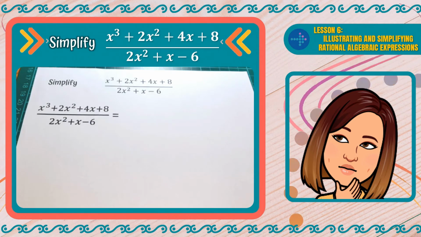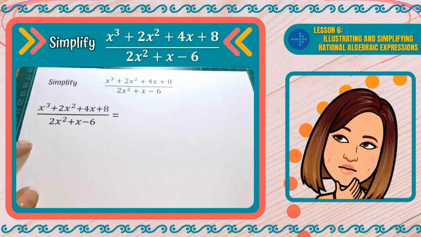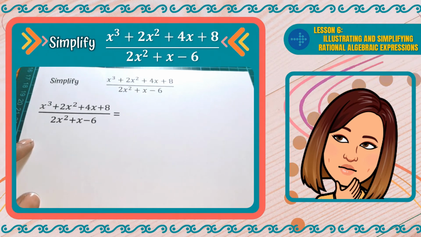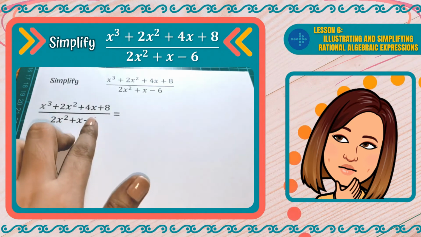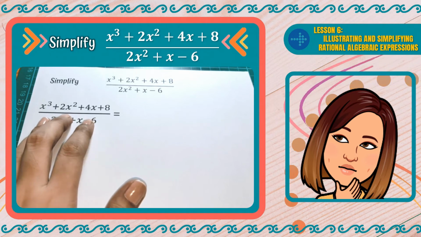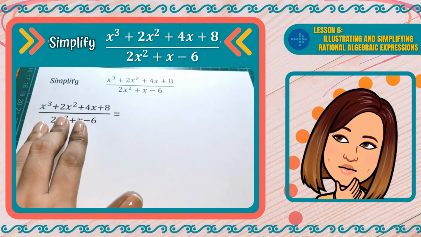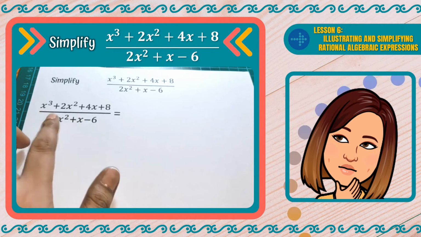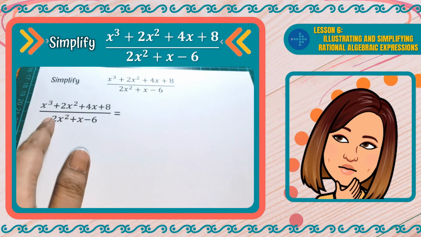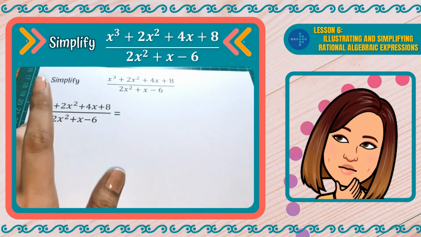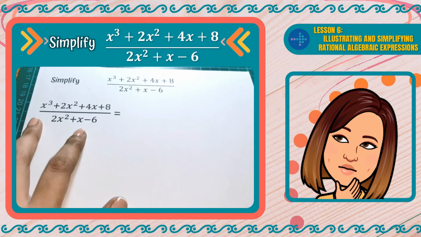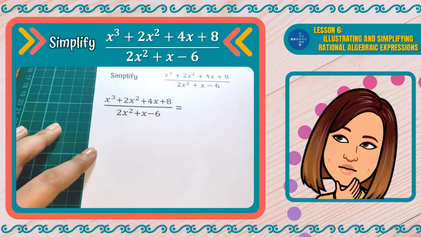So, the given is x cubed plus 2x squared plus 4x plus 8 all over 2x squared plus x minus 6. So, factor the numerator and the denominator. So, sa numerator natin, we have 4 terms. And check natin kung meron silang greatest common factor. Wala. So, hindi rin siya binomial for DTS and SDTC. Hindi rin siya trinomial for PST and GT. Therefore, anong gagawin natin? So, gagamitin natin yung factoring by grouping.